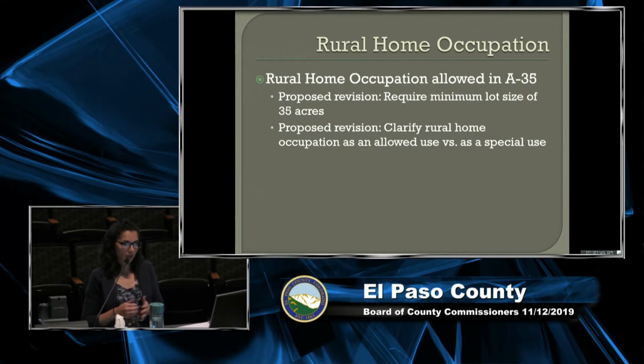We brought this item up in the work session and we received feedback that you did want to implement a lot size requirement, so we're proposing 35 acres. That doesn't mean that if they don't have 35 acres, they can't still run that business. It would just mean that they would have to go through a special use process where we could determine if those potential impacts can be mitigated or not.